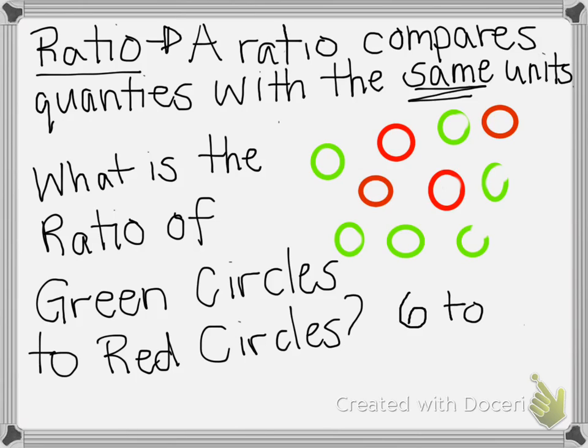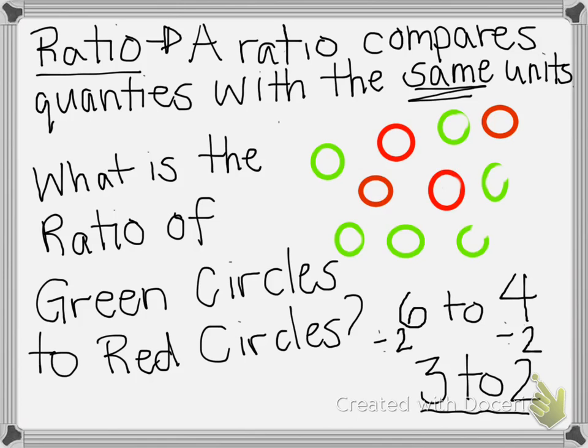Put a colon in between so we can show that we're comparing them. And the second one is the red circles, which we have 4 of. Both these numbers are divisible by 2 because they're both even numbers. So we can go ahead and reduce this ratio by dividing them both by 2. 6 divided by 2, we get 3. 4 divided by 2, we get 2. So we get a ratio of 3 to 2.